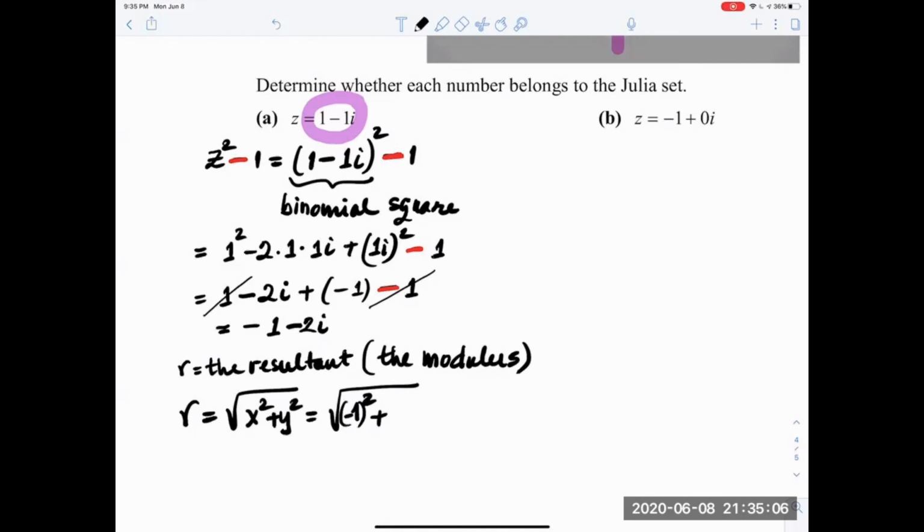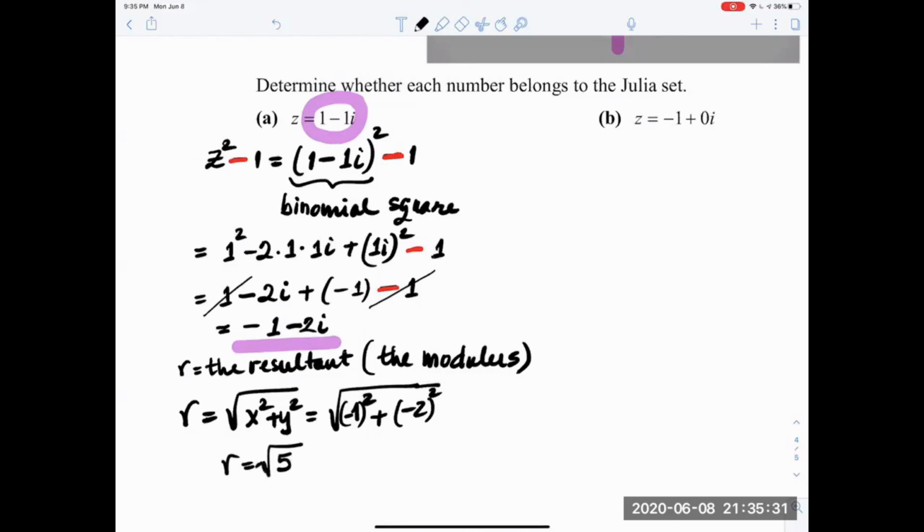Yeah, I'm looking in the wrong part here, because I'm looking at the number that I have to prove belongs to the Julia set. That's the one I'm looking at. So now plus negative 2 squared. Well, let's do the math here. Negative 1 squared is 1, negative 2 squared is 4, 4 plus 1 is 5. So look what I'm getting. r is equal to the square root of 5.